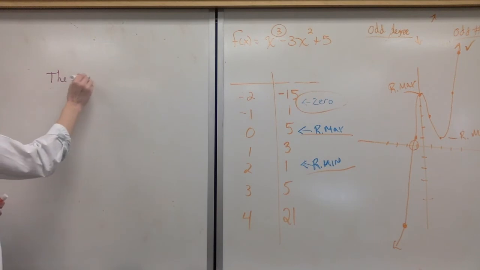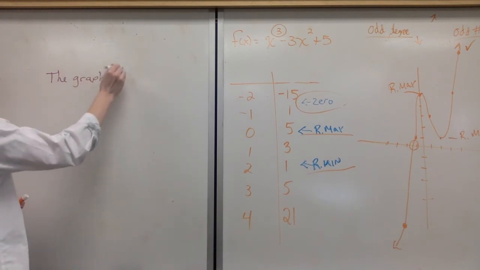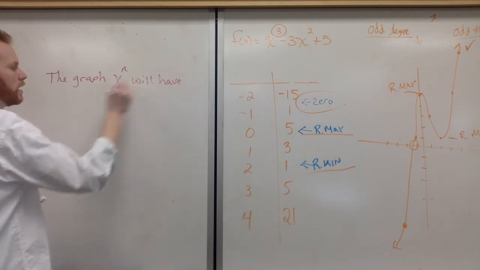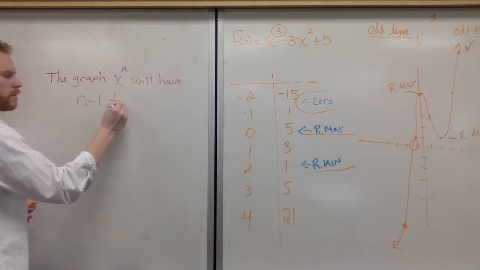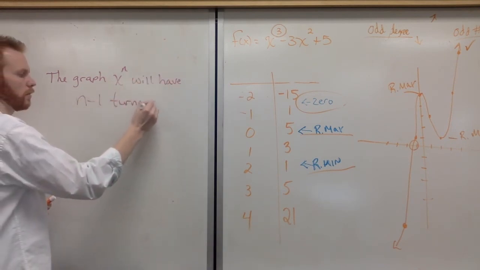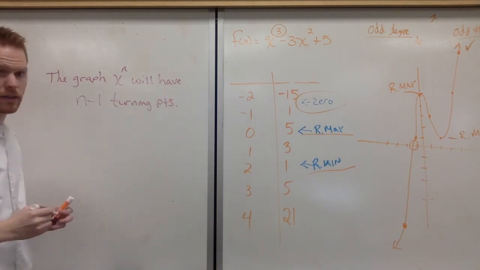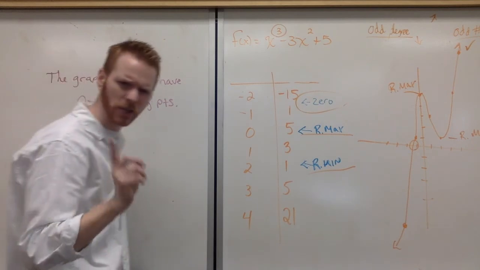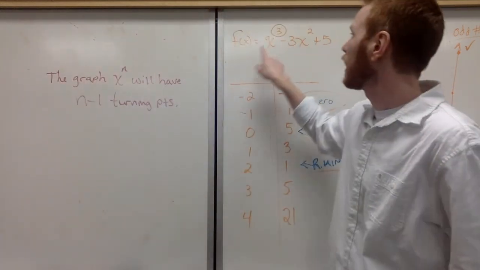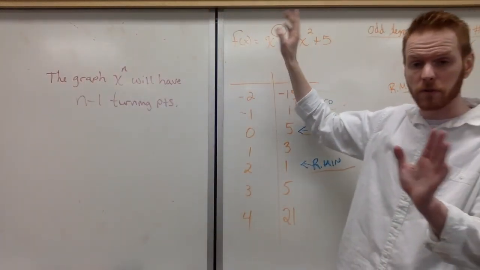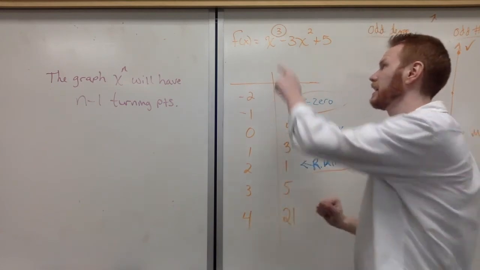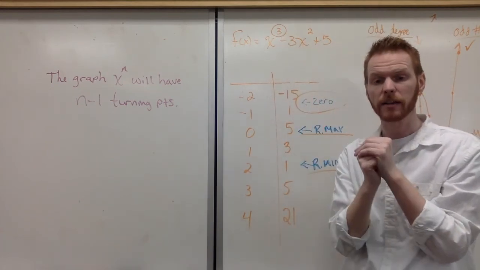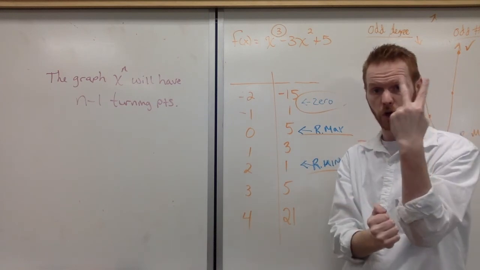The graph of x to the n power will have n minus 1 turning points. Okay, that's important. So what does that mean? I'm so glad you asked. Look at this guy here. My leading power, I meant to say, is x to the third. So if I take 1 away from that, my graph will have 2 turning points.